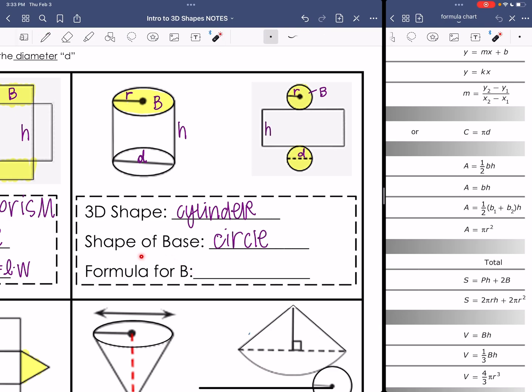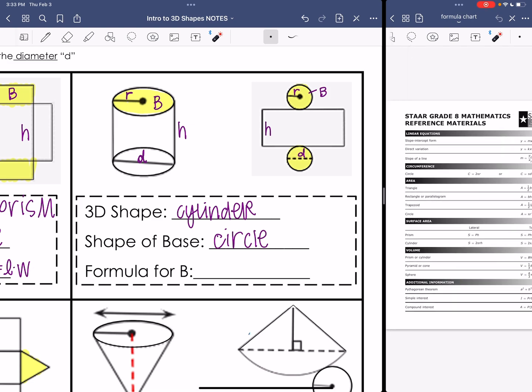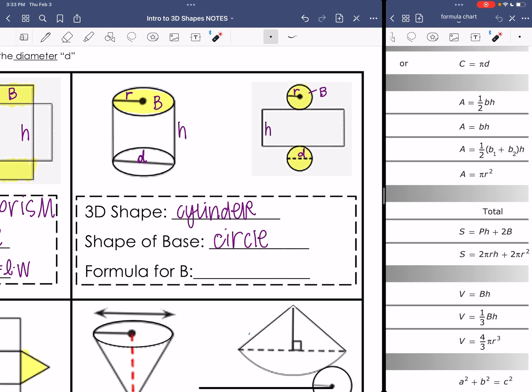And then lastly, the formula for B, so the formula for the area of your base, the formula for area of a circle here. We look on our reference chart and we see that the formula for area of a circle is going to be pi r squared. Area equals pi r squared. And that is for a cylinder.